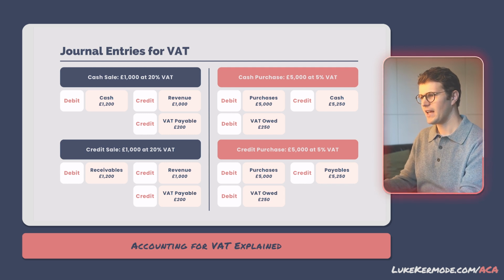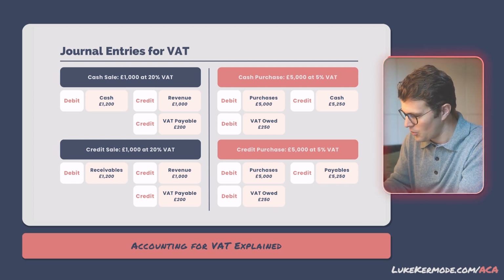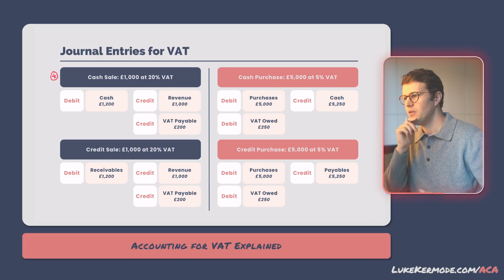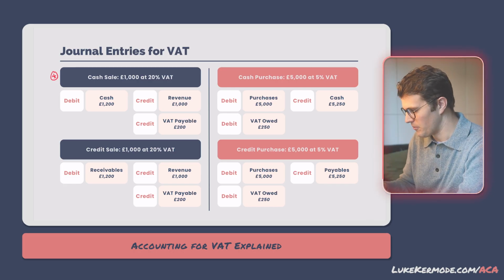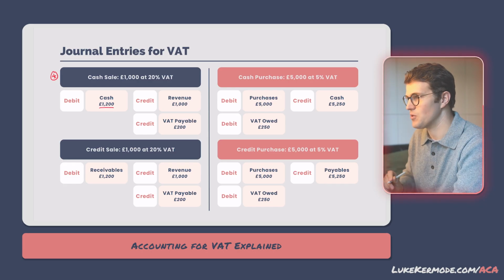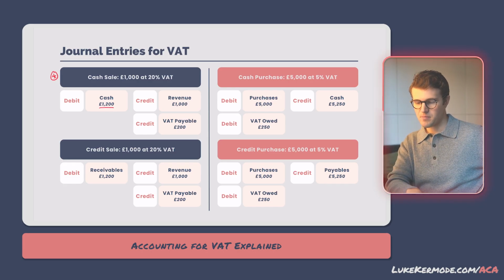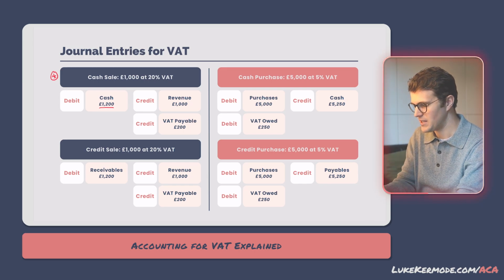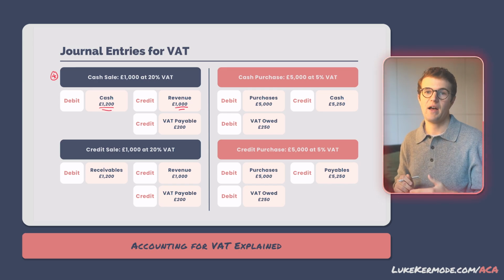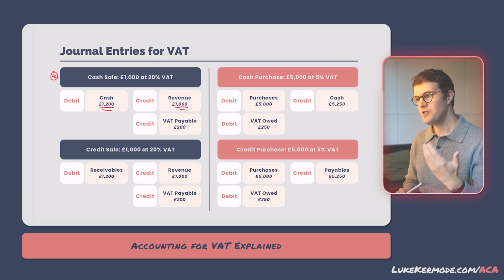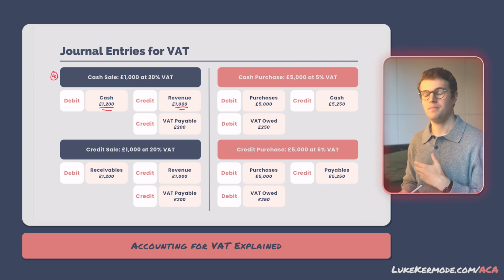So let's start by looking at a cash sale of £1,000, subject to 20% VAT. So the total amount received from the customer is £1,200. That's £1,000 for the goods plus £200 worth of VAT. So to record that, we debit cash £1,200. We credit revenue of £1,000, which is the amount the business actually earns. That's the amount that's going to flow through their income statement.